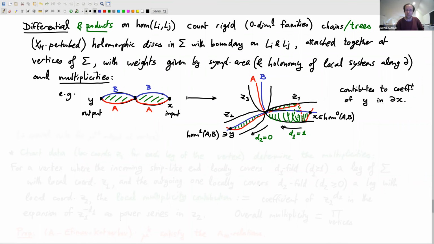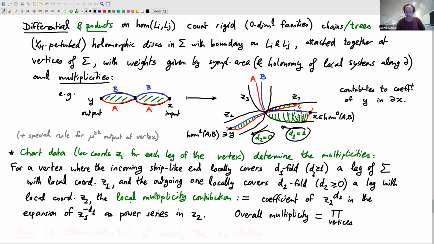So all my Lagrangians actually touch each other. They arrive tangent to each other at the vertices. So when they enter or leave at a vertex, they will wrap around the angular direction some integer number of times. This one, for example, comes in with degree 1, comes out with degree 0. So whenever I have that, this comes in representing some function, which is in fact z1 to the minus d1, a power of a coordinate on this leg.